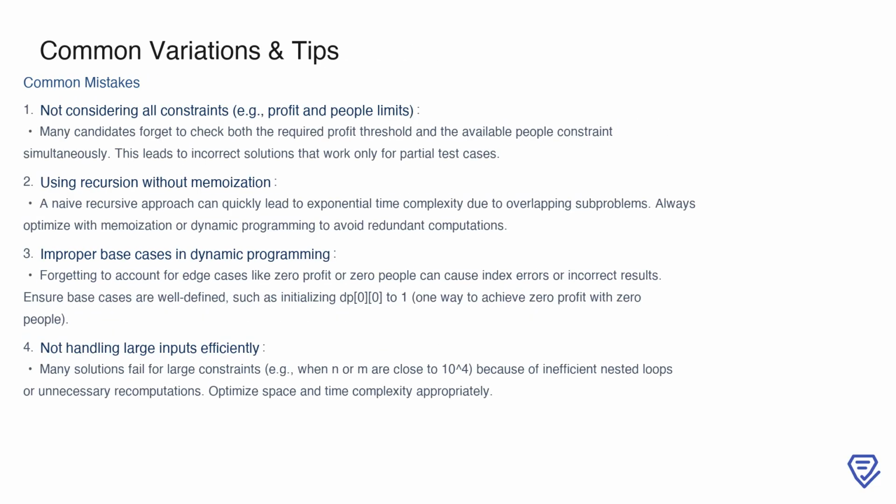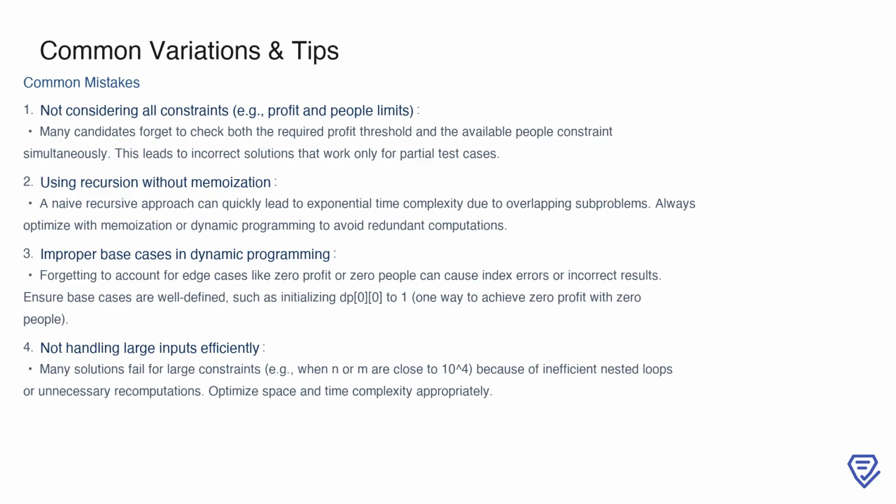When solving the profitable schemes problem, there are several common mistakes to watch out for. First, it's crucial to consider both the profit threshold and the people constraint together. Many solutions fail because they only address one of these constraints, leading to partial correctness or failing under edge cases. Next, a naive recursive approach might seem straightforward, but it can result in exponential time complexity due to overlapping subproblems. To tackle this, always use memoization or dynamic programming to avoid redundant calculations and improve efficiency.